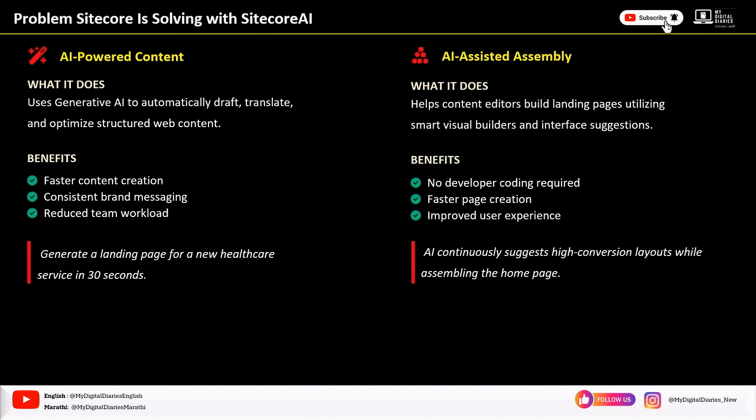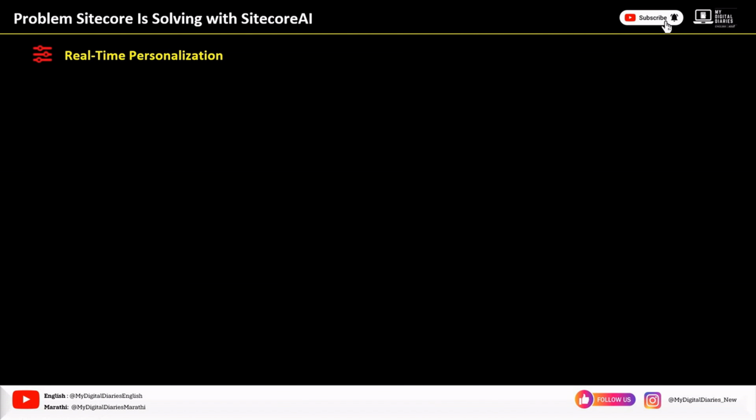Here is how this looks in practice. While you are assembling your home page, Sitecore AI continuously suggests high conversion layouts as you build. So instead of guessing which section should come first or which layout performs best, the AI recommends it to you live as you are putting the page together.